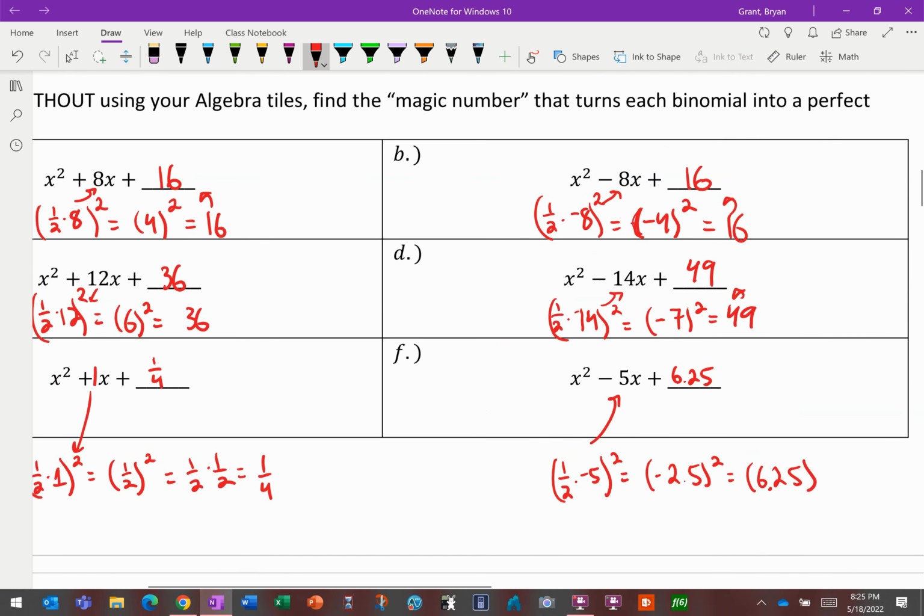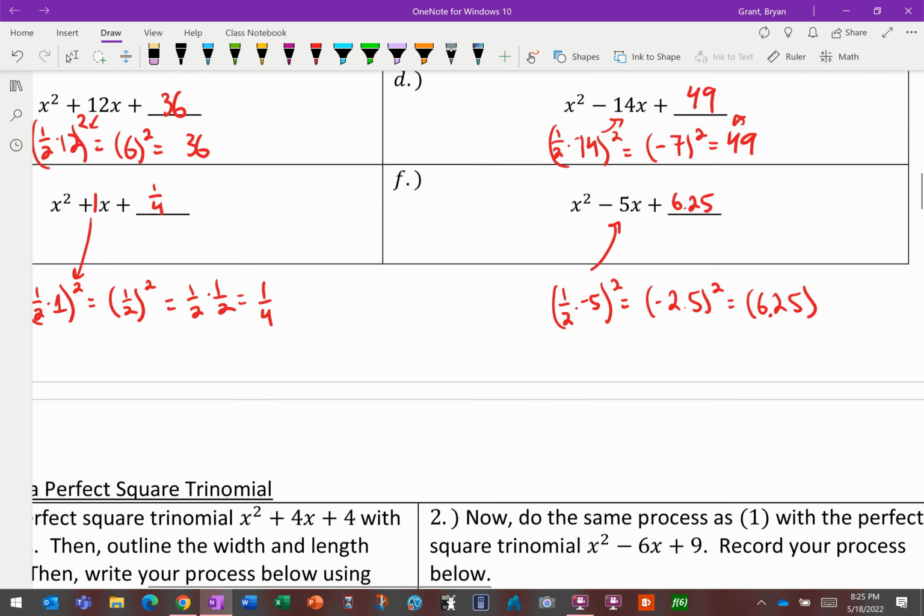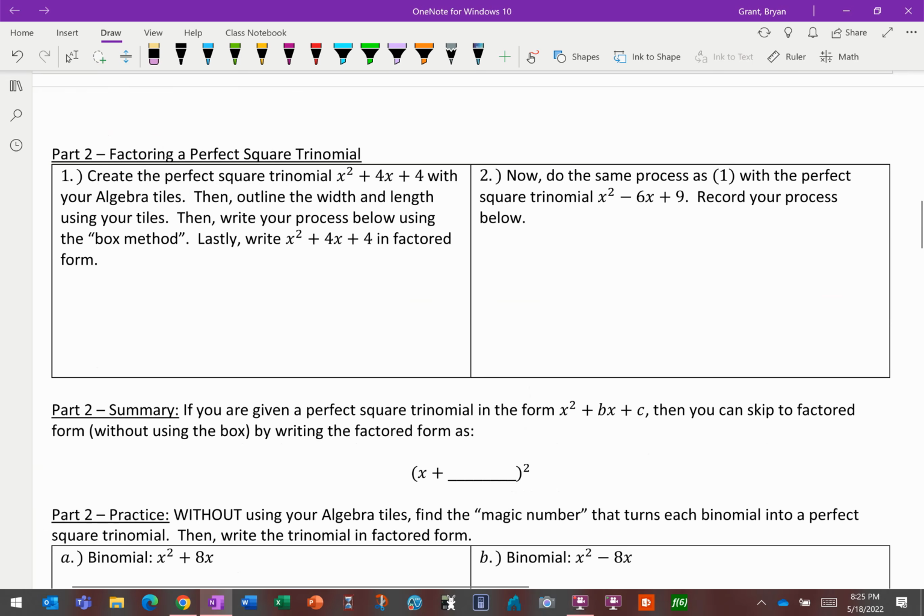So again, most of the perfect square trinomials will deal with having an even number for the b value, which makes things pretty easy. But we should be able to extend that half of b squared to find that magic number for any b value in the middle. All right, moving on. Factoring a perfect square trinomial.